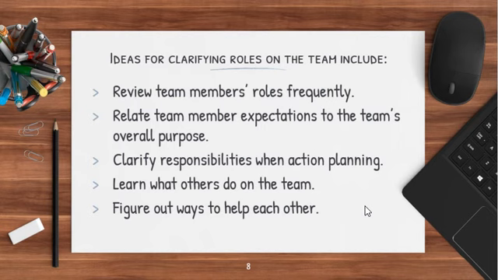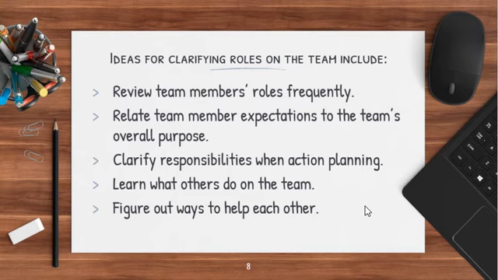Next is clarify responsibilities when action planning. Also, clarification of responsibilities is very important so that during the working process, we would not be able to say, no, I did not do this because I didn't know it was my role. Next one is learn what others do on the team. Each of us has to learn what each other does so that we would be able to appreciate each other and we'd be able to work together properly.